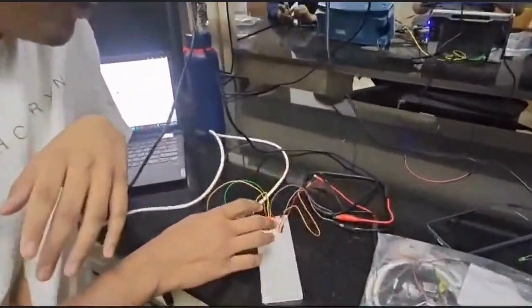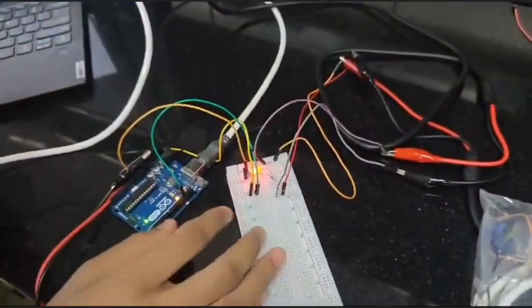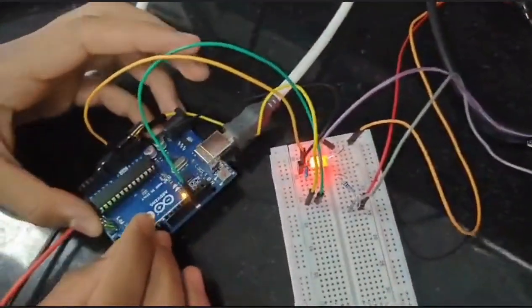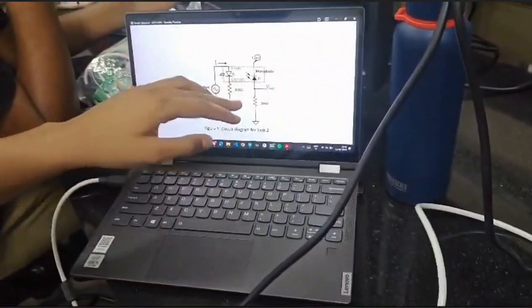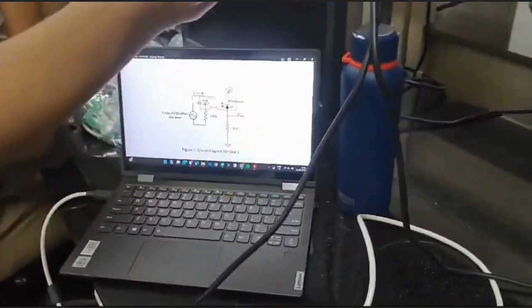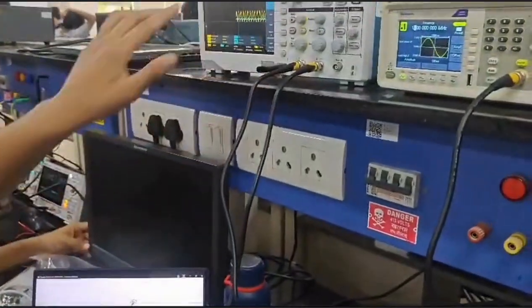We have connected the photodiode in reverse bias with the 5 volt and the Arduino. Now we'll measure the voltage across the 10 kilo ohm resistor, which is connected to channel 2 of the oscilloscope.